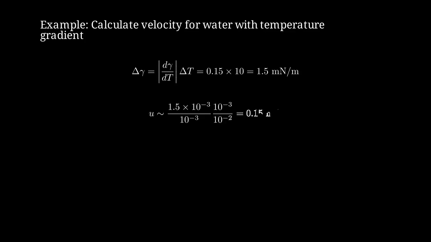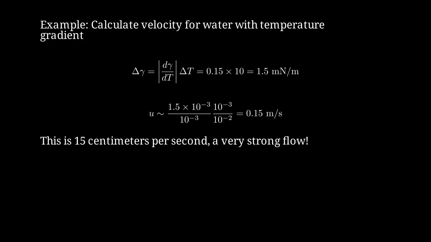U is approximately 1.5 times 10 to the minus 3 divided by 10 to the minus 3, times 10 to the minus 3 divided by 10 to the minus 2, which gives 0.15 meters per second. That's 15 centimeters per second, which is remarkably fast. This shows how powerful Marangoni flows can be, even with modest temperature differences.